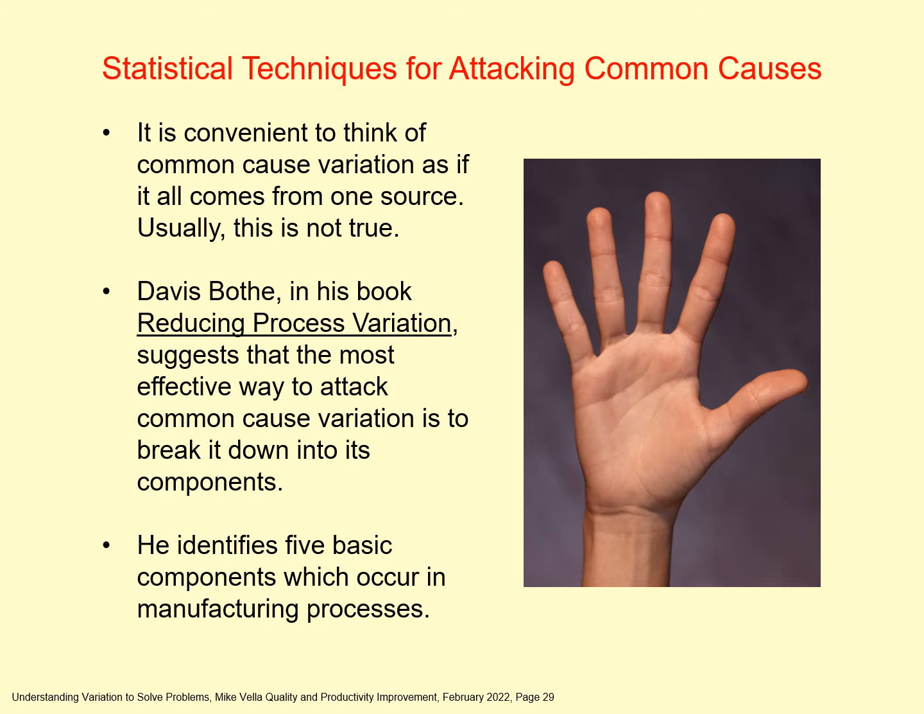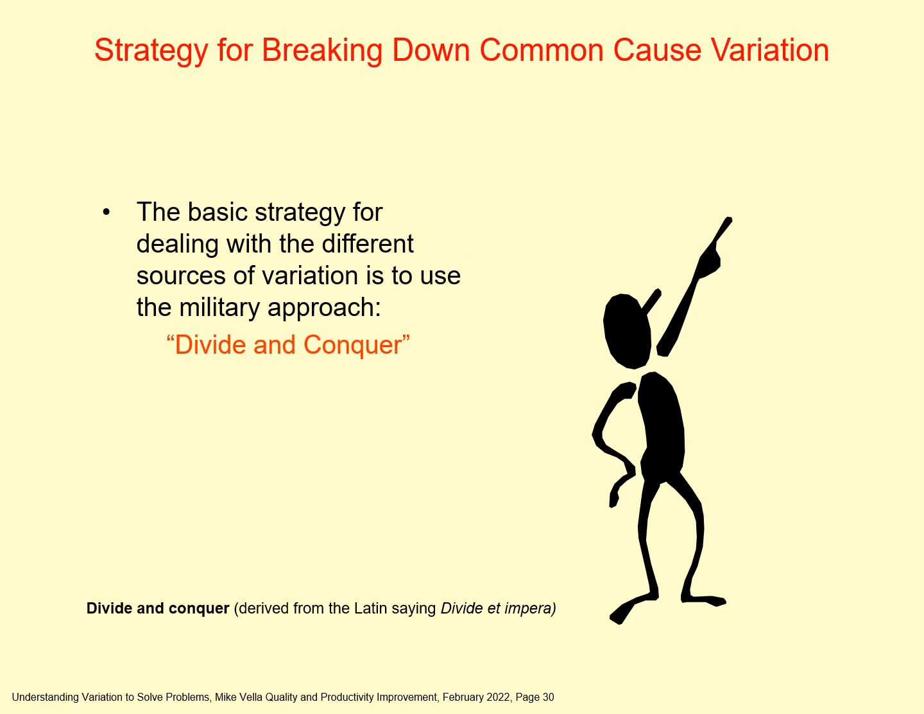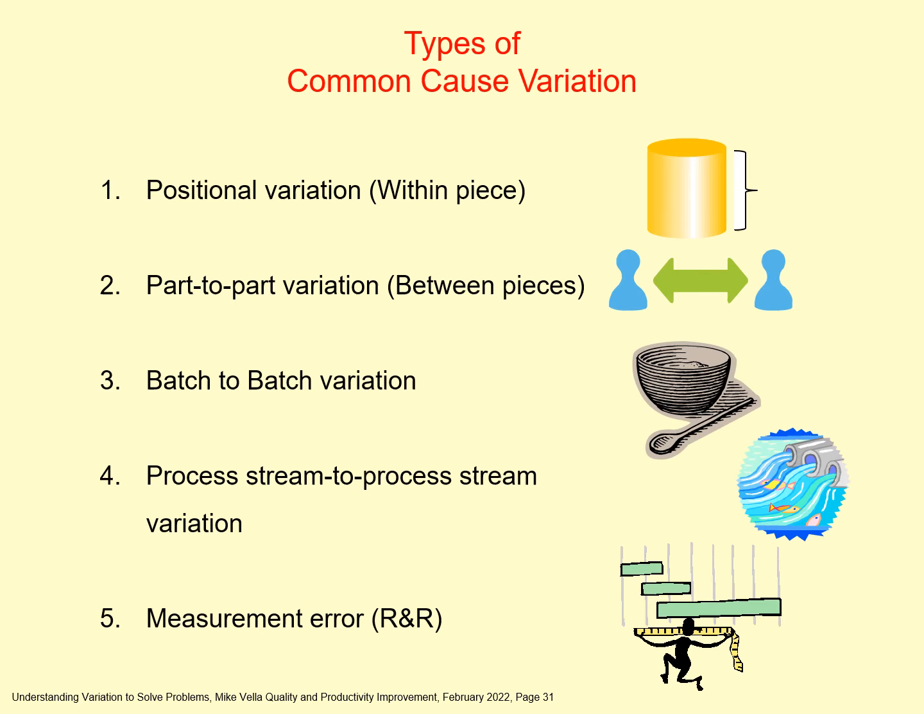So Davis Boothie, in his book Reducing Process Variation, suggests that the most effective way to attack common cause variation is to break it down into components. He identifies five basic components which occur in the manufacturing process. The basic strategy for dealing with the different sources is something we'll call divide and conquer.